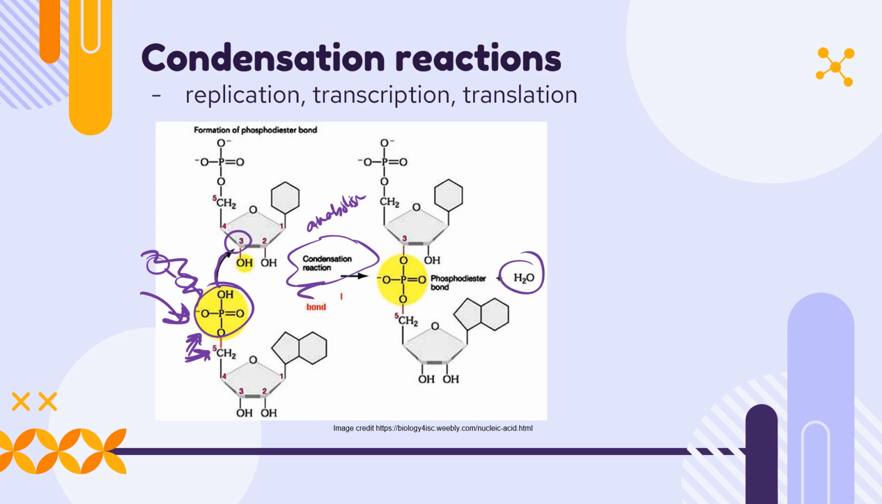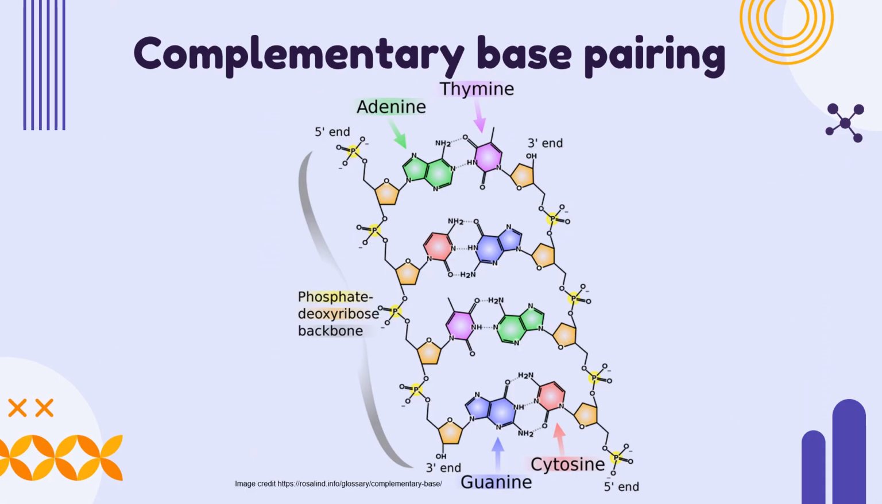We end up with a dinucleotide, and this could be DNA nucleotides in replication. It could be RNA if we're making messenger RNA in transcription. This directionality is super, super important. We mentioned in our last lecture that our bases come in complementary pairs.